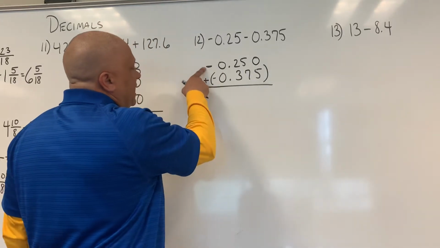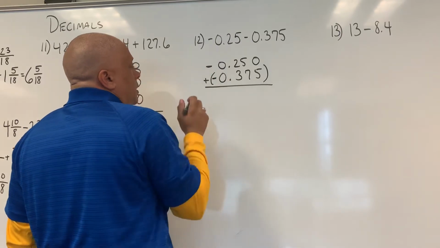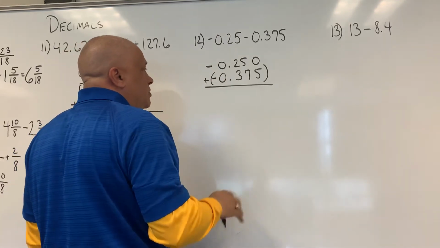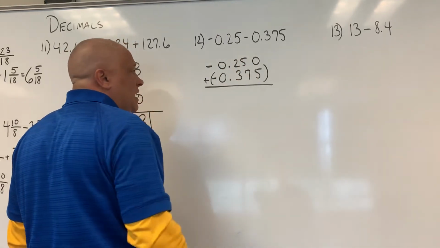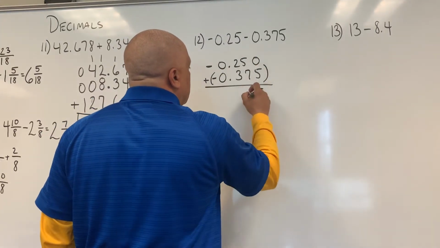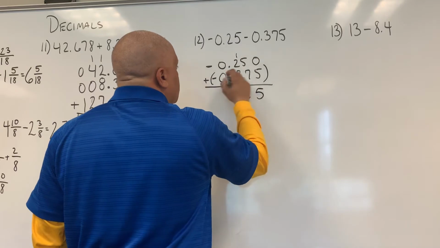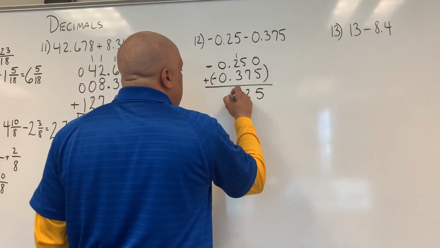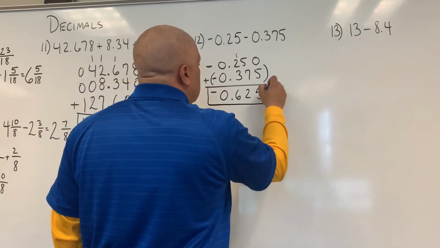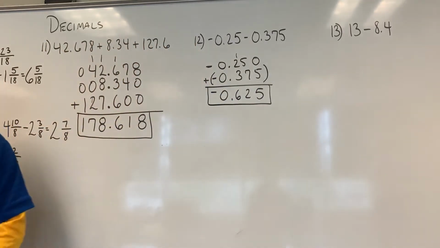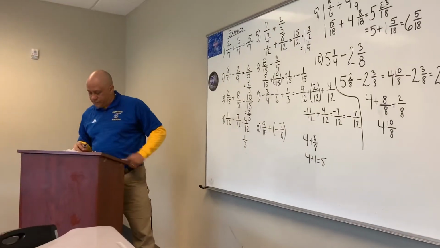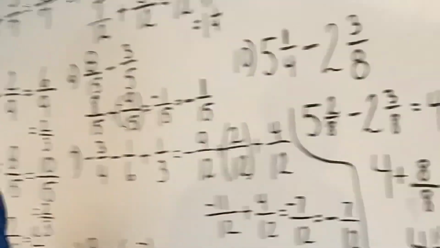Now notice we have a negative and a negative. When we did keep change, and we went to adding, we ended up having two like signs. And when we do that, we add the numbers together and keep the sign. 0, that's 5. 5 plus 7 is 12, carry the 1. 2 plus 3 is 5, plus 1 is 6. Add the 0, and since they're both negative, the answer is negative. So your answer is negative 0.625.